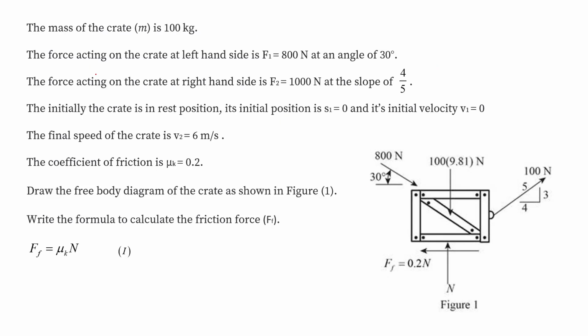So first of all, let's move forward. Let's see what's given to us. The coefficient of friction is given to us, which is mu k, which is 0.2. The final speed is given to us, which is 6 meters per second.